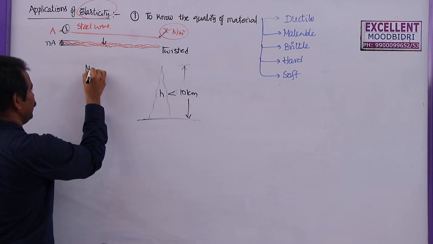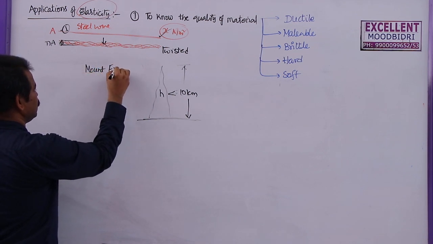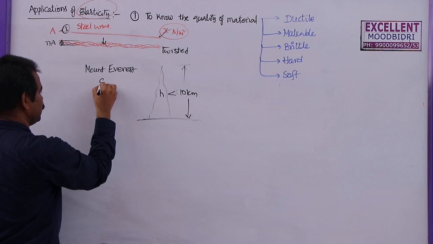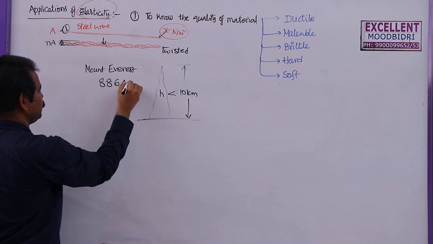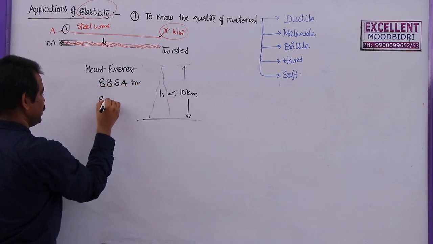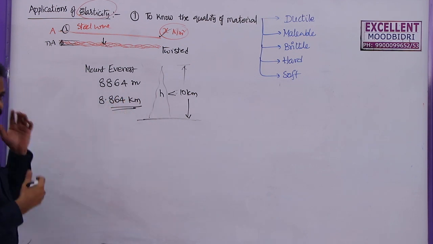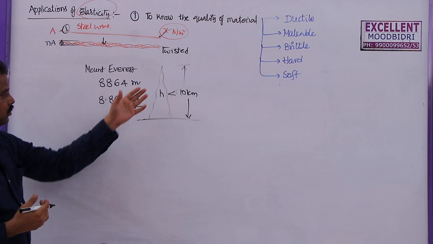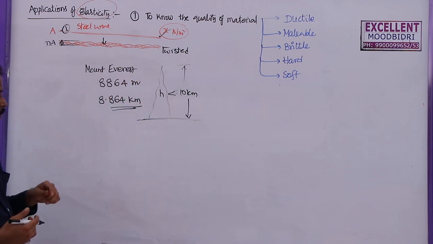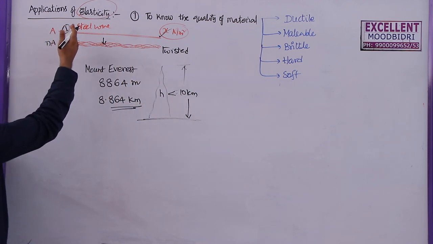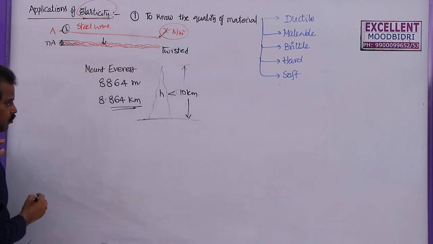If you see Mount Everest, it is around 8,864 meters, so we can write 8.864 kilometers. Why can we not see mountains having height more than this? For this also we are going to use the elasticity concept only.